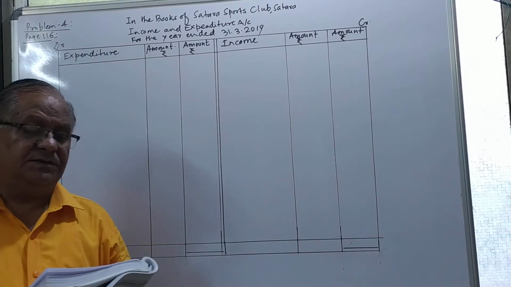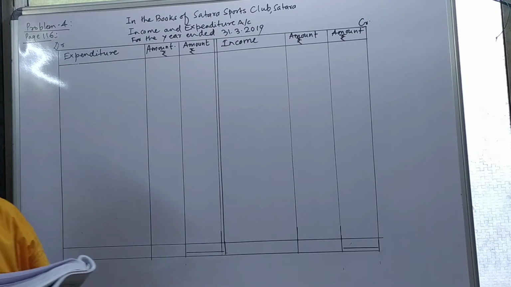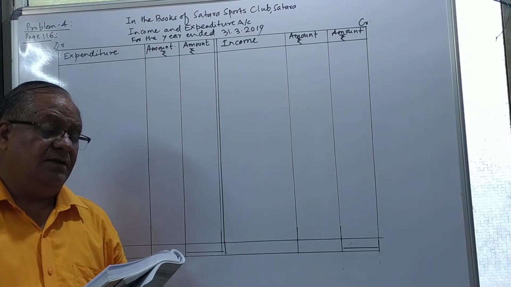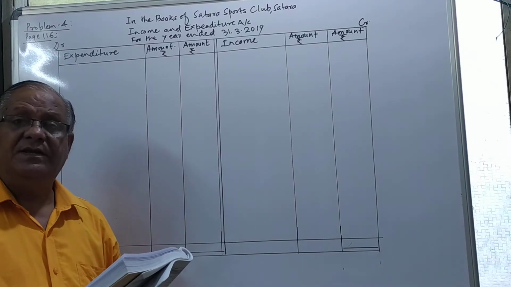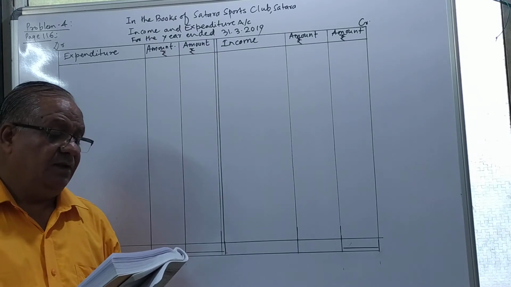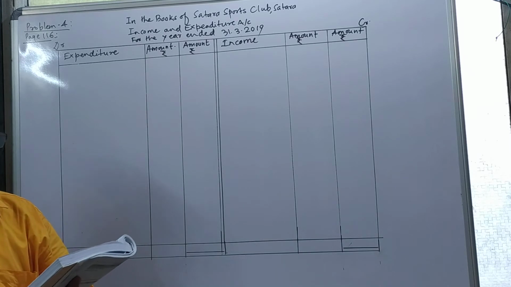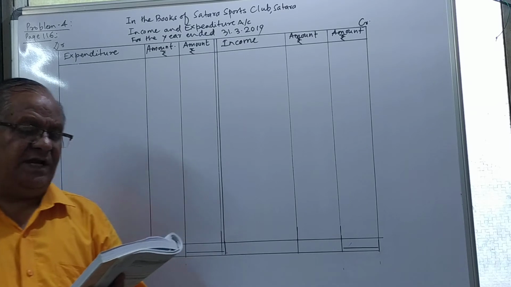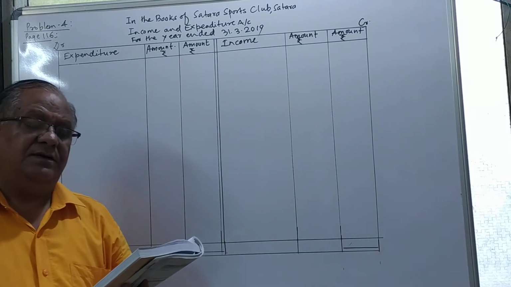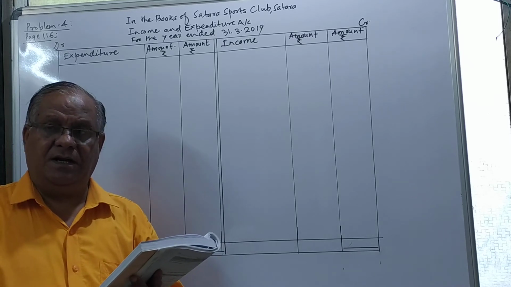Income and expenditure account is as good as a profit and loss account, and in the case of accounts of not-for-profit concerns, we have to prepare the income and expenditure account. It is a nominal account. There are two sides: the left-hand side is called the expenditure side and the right-hand side is called the income side.